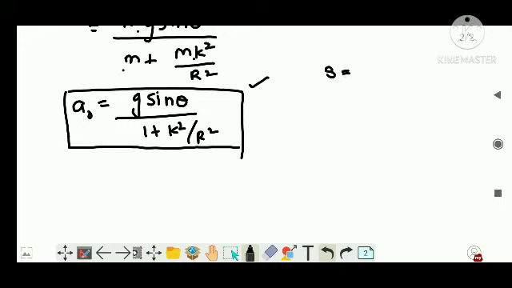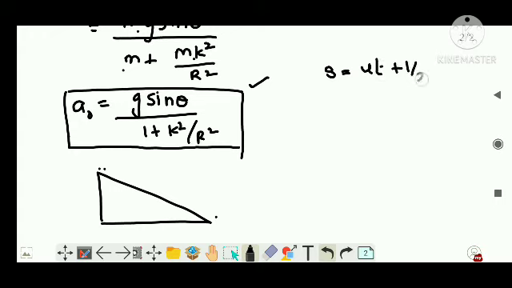Now, if that rolling body is undergoing a displacement of s, the body is moving by itself from here to here, right? So the initial velocity is 0. So you know s is equal to ut plus half at square. Here u becomes 0, so I will remove this term. So it becomes half at square.